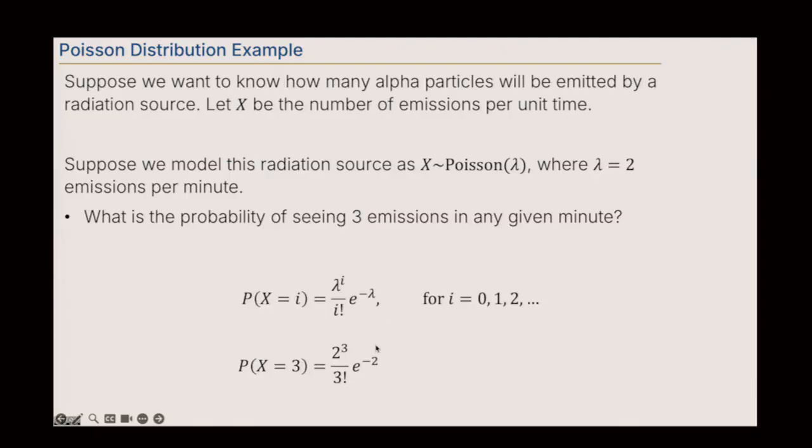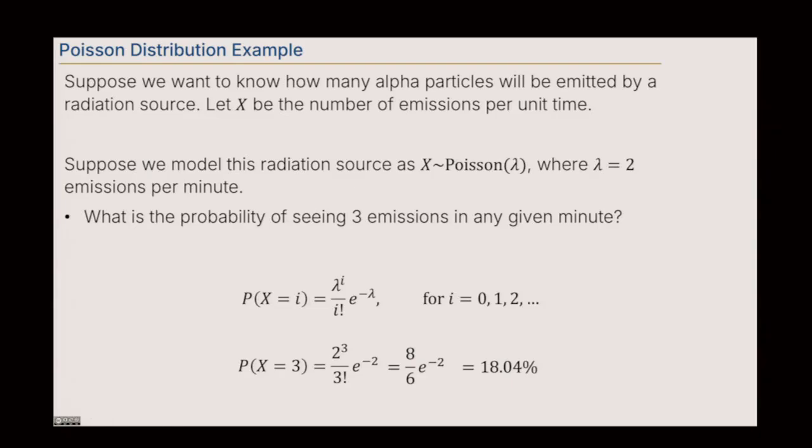And again, I'm not telling you where this expression came from. It is just given to you by God, and in the next lecture, I will tell you more about where it came from. So we plug this in, we get 8/6 e to the minus 2, which is 18.04%. So that's the probability of seeing 3 emissions in any given minute.